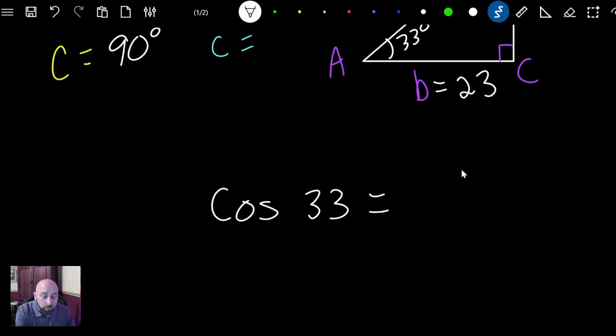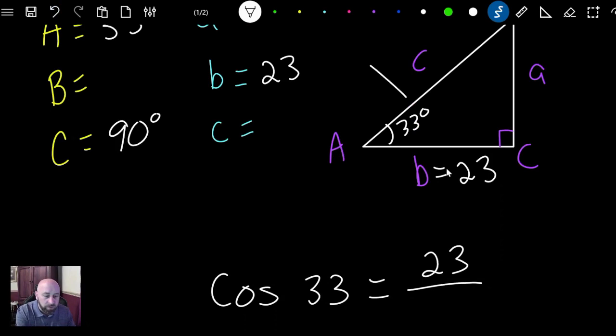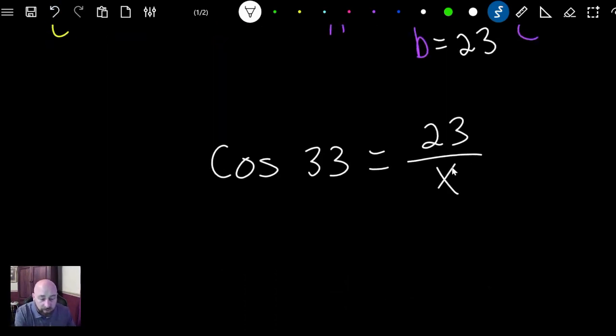Well, it equals the opposite over the hypotenuse. What is the opposite? The opposite is B. The opposite is 23 over, this is the one that we don't know. C is our x. That's what we're looking for. Our hypotenuse is our unknown in this one. All right, so there's my equation.